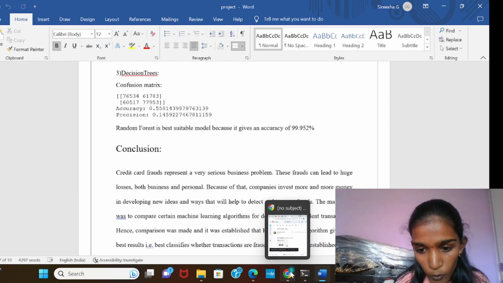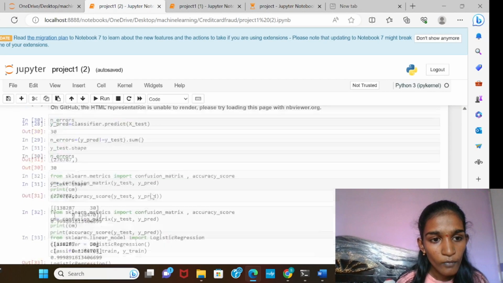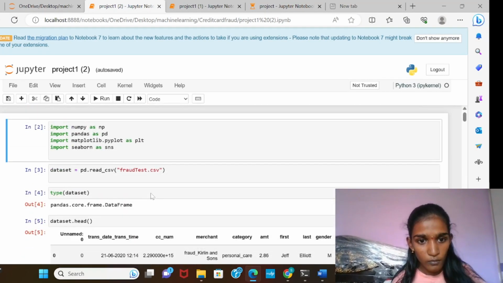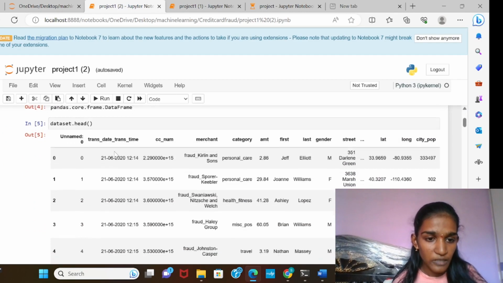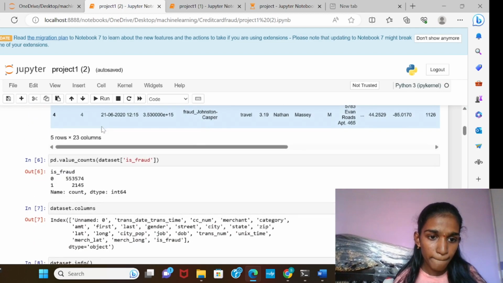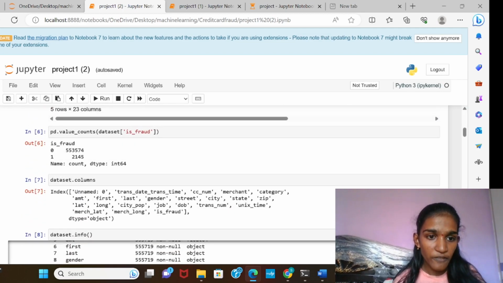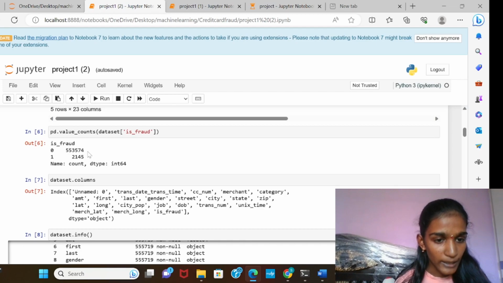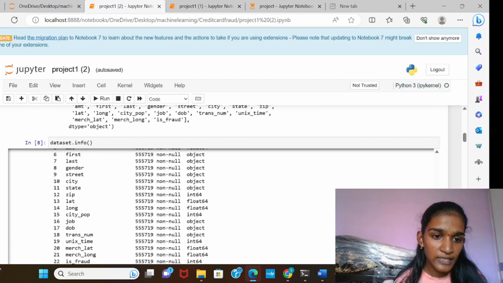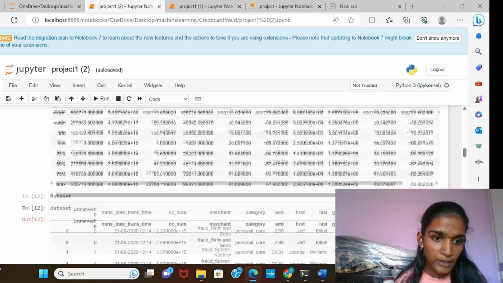And coming to our code, this is our code. First, we imported all the libraries. Then we displayed the head of the dataset. Then here we have chosen the fraud column. Here it shows 0 for not fraud, 1 for fraud. So here, 553,574 data points are not fraud and 2,145 data points are fraud. Here this is the data info of our dataset.